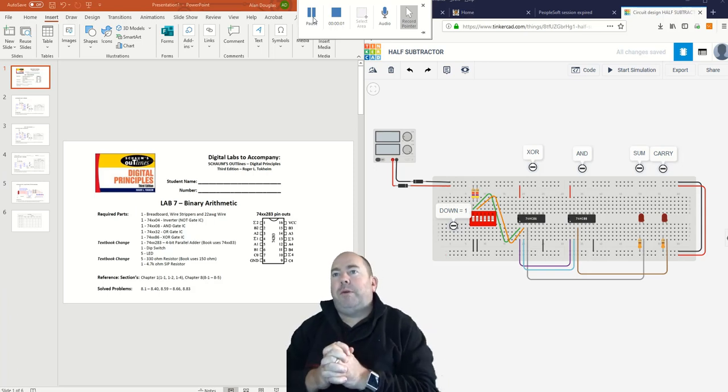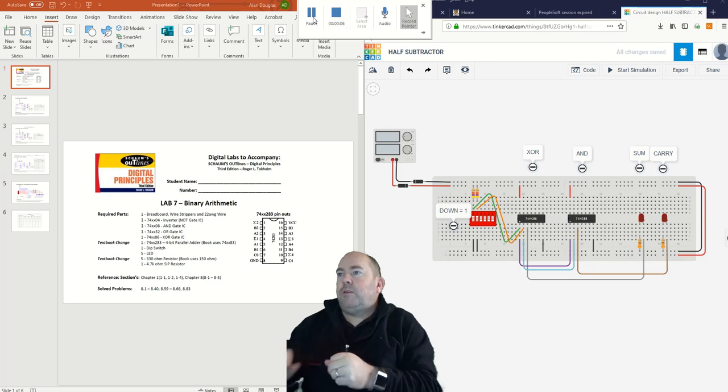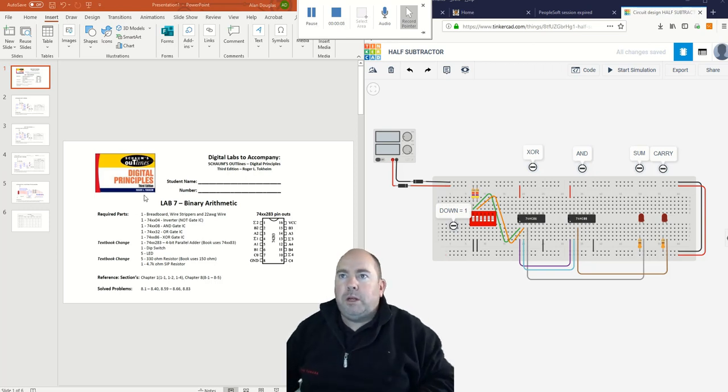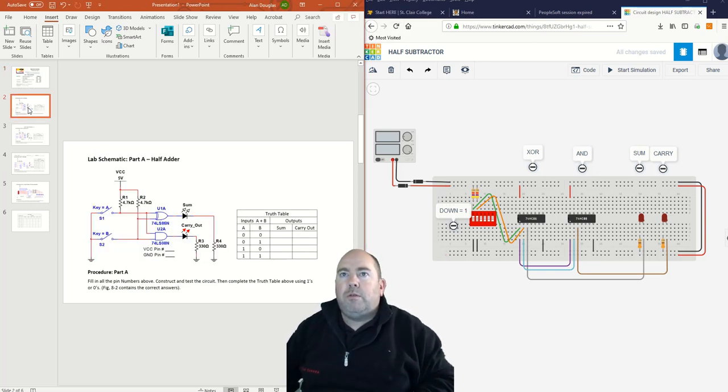Okay, so this is lab number 7, binary arithmetic. So here we go with this. We are going to be making 4 different circuits here. You can just save the very last one, which is the parallel adder. We'll go through parts A, B, C, and D here.